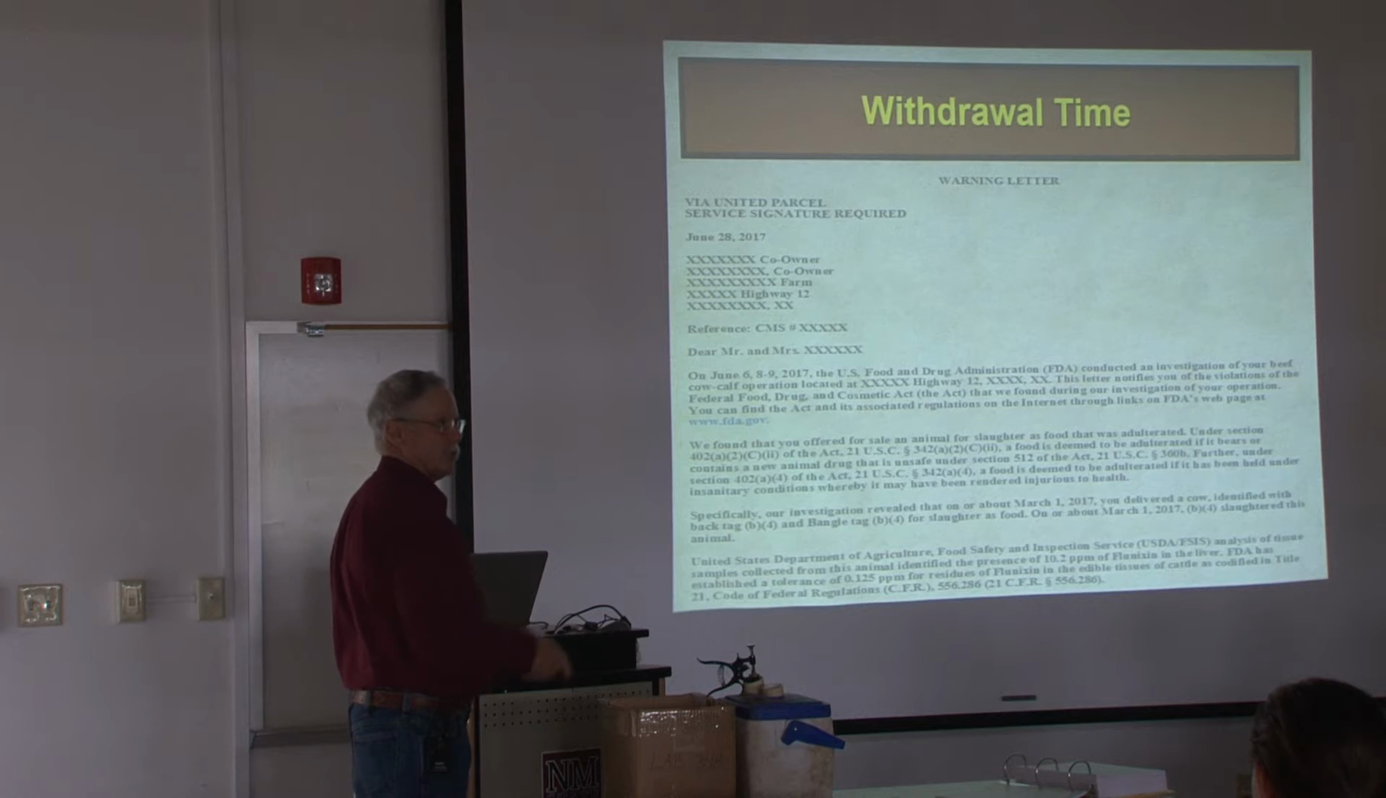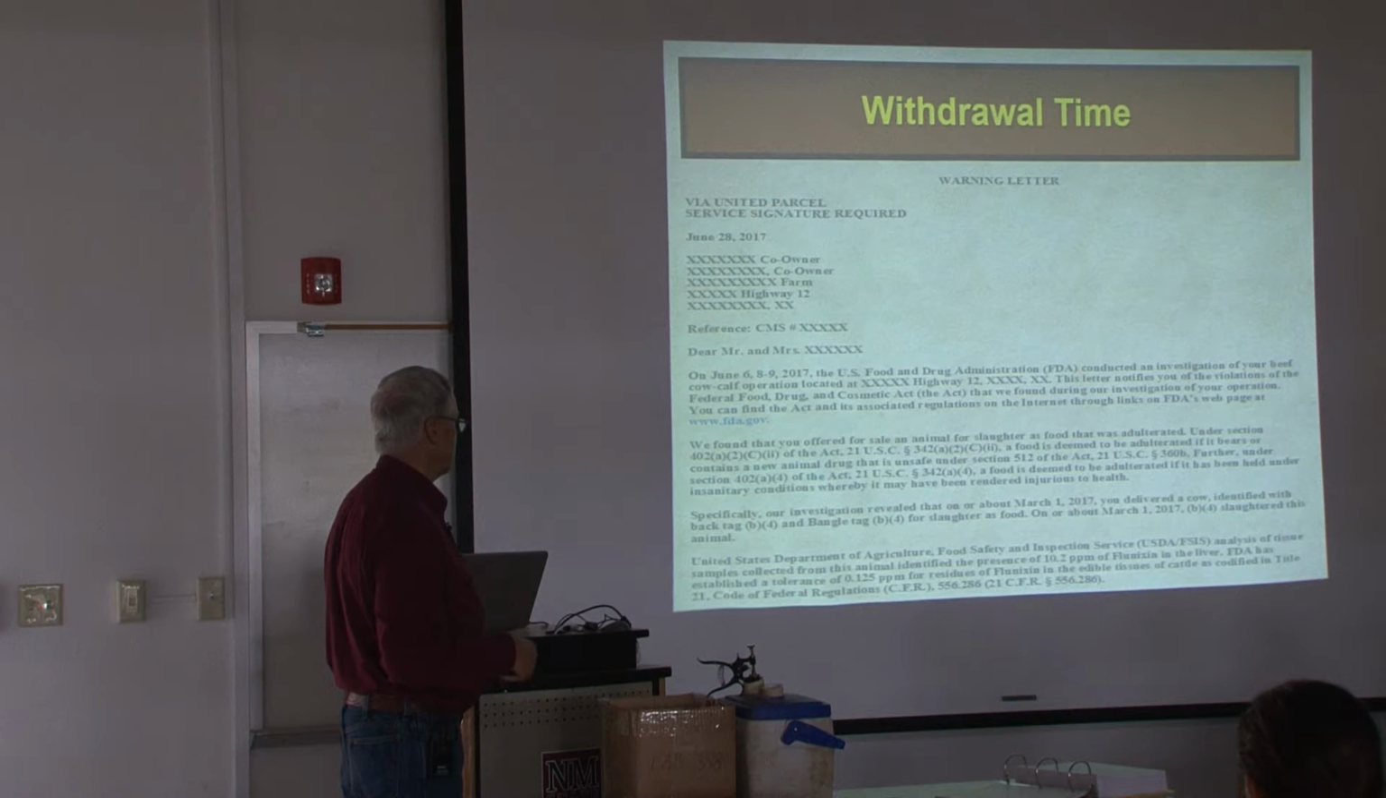That word right there tells you, are they your friends now? Not so much. This is not going to be a friendly affair. Specifically, our investigation revealed that on or about March 1st, 2017, you delivered a cow identified with back tag and Bengal tag for slaughter as food. On or about March 17, you slaughtered this animal.